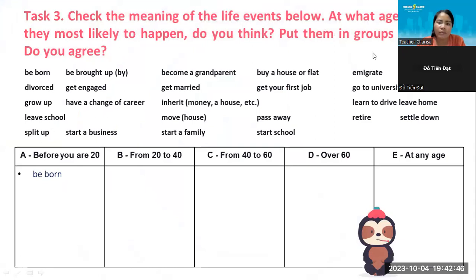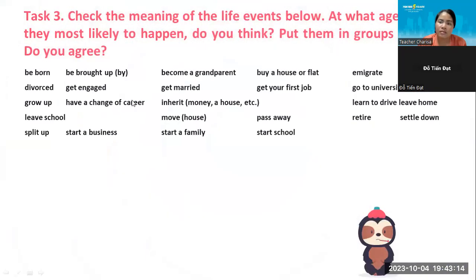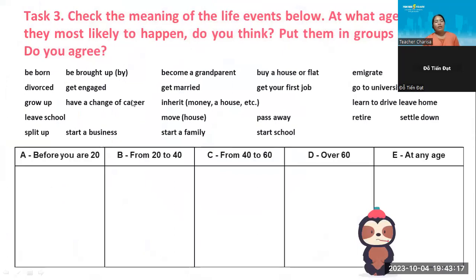Okay, check the meaning of the life events below. At what age are they most likely to happen? Do you think you can put them in groups A to E? Do you agree? Do you understand this? Yes, I know. So if you know it, you can write your answers A, B, C, D, and E. You can write now. I will give you 5 minutes before we end.